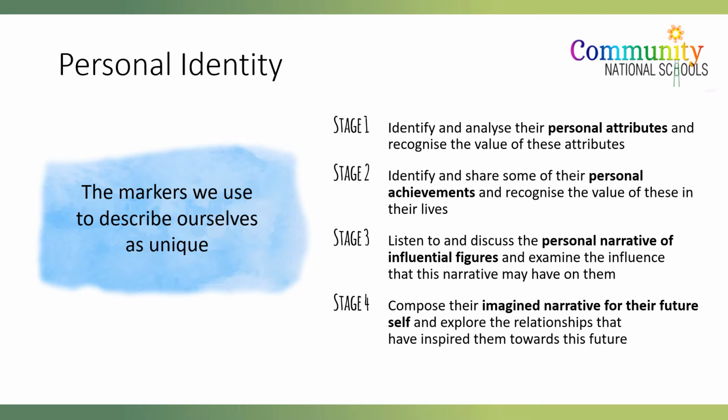Starting at stage 1, children identify and analyse their personal attributes and recognise the value of these attributes. Children are also provided with an opportunity to reflect on their personal achievements, as well as listen to the narrative of influential figures and consider how these stories might influence their own sense of self and belonging. Later, in stage 4, children are provided with the opportunity to consider their own role in shaping their personal identity by imagining a narrative for their future self.